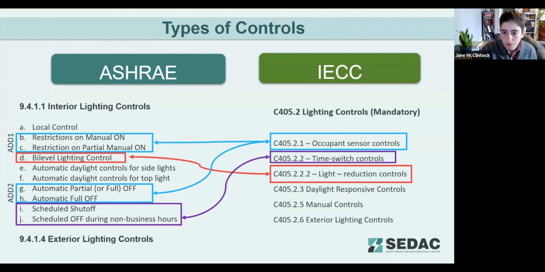And moving on, light reduction controls correspond to the bi-level lighting control. And we like to think of it as, if you don't have a space that needs an occupant control, then it probably needs both time switch controls and light reduction controls. So those come together. And in the occupant controls, we have a light reduction built into that automatic on. But in IECC, if we have a manual off, we're not necessarily required to have light reduction controls with some of those spaces. So that might be something to keep in mind.